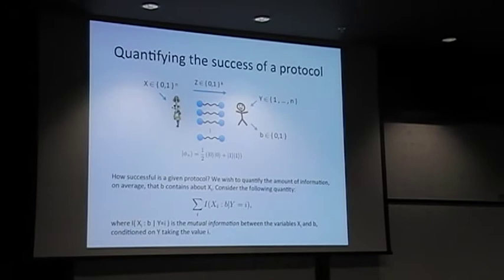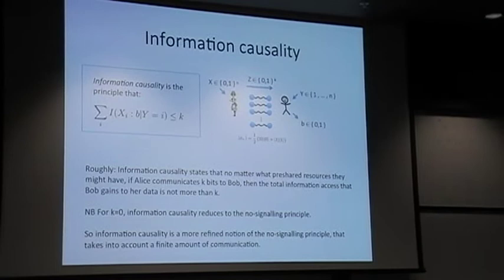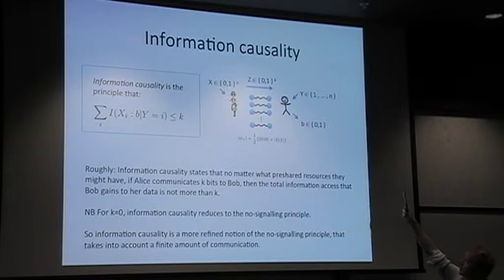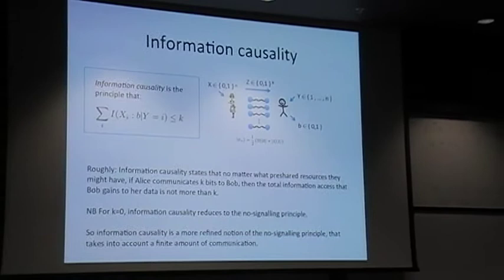And Pavlovsky and others introduced this principle, which they called information causality. Information causality is the principle that if we look at that thing, it's less than or equal to k. But remember, k is the number of bits that Alice is sending to Bob during the course of the protocol. So roughly speaking, it's saying something like this.